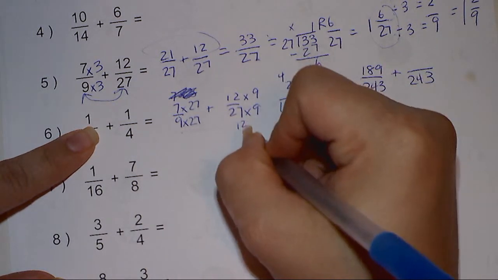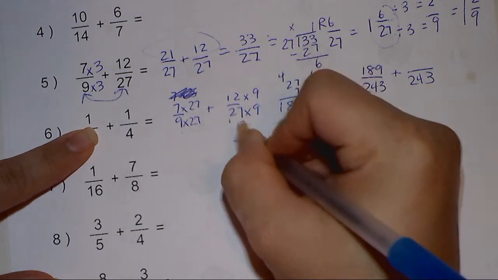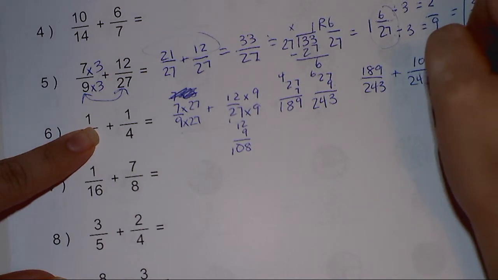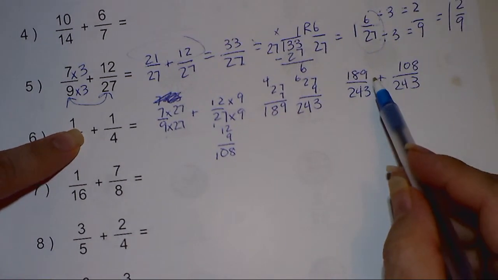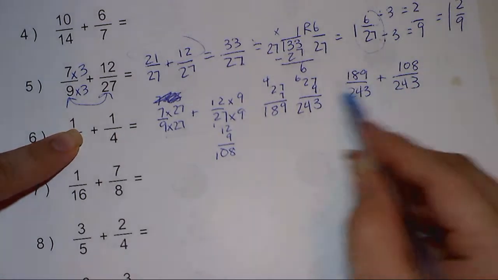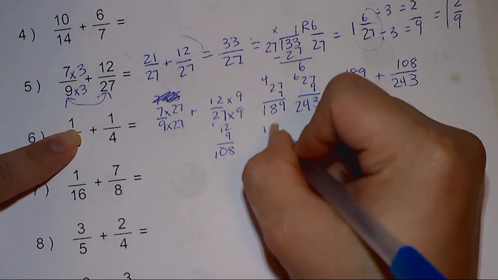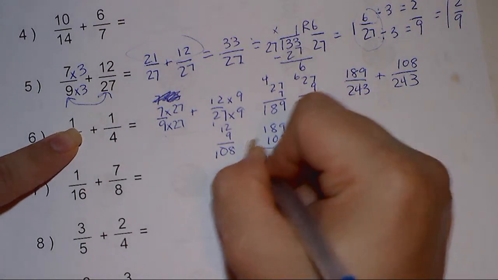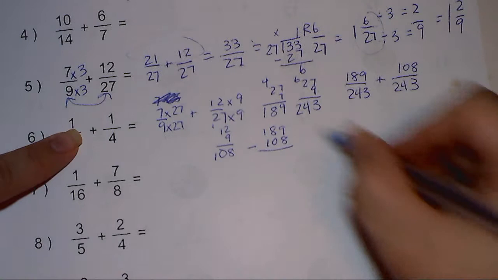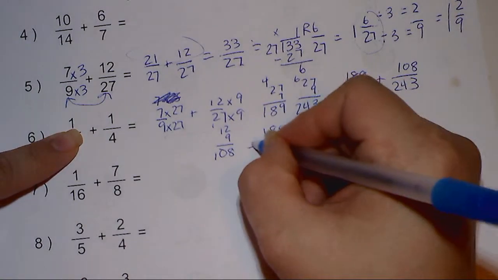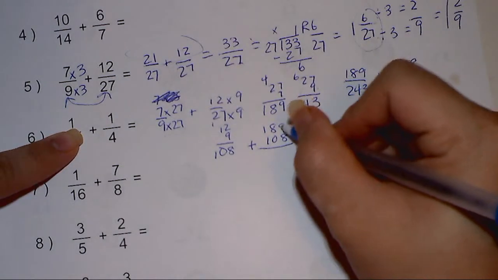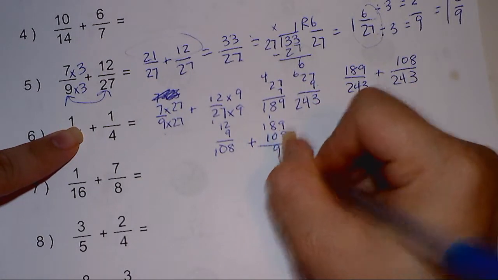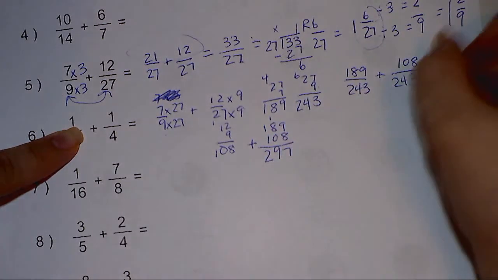So 12 times 9, 18. 9 times 1 is 9, plus 1, 10. So 108. So now I have 189 and 108. So I add them up. So I expect a lot of them might need to go and write it down here. So this is where I suggest scratch paper. So 9, oh, we're adding, okay? So 9, 10, 17. 8 plus 1 is 9, 1, 2. 297.